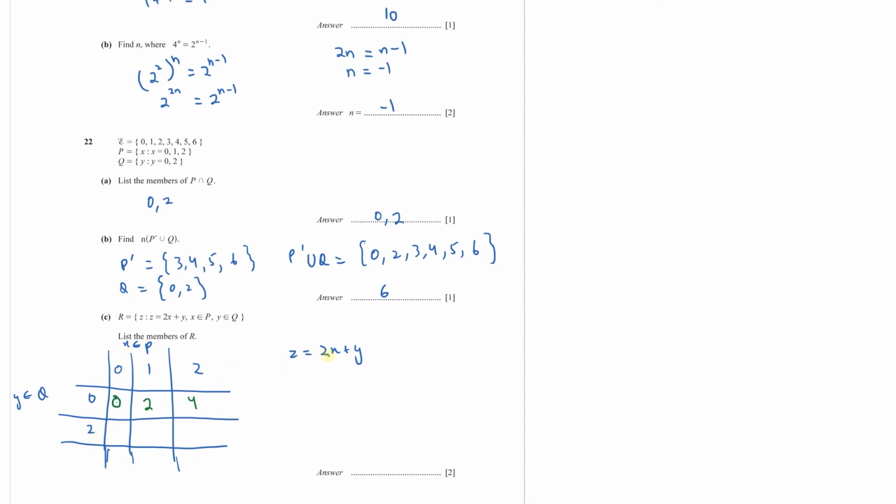What if x is 0 and y is 2? 2 times 0 is 0 plus 2 is 2. x is 1 and y is 2. 2 times 1 is 2, 2 plus 2, 4. And what if x is 2 and y is 2? 2 times 2 is 4, 4 plus 2, 6. So R is basically these elements. Make sure you do not repeat the elements. So you have 0, then 2, then 4, and then 6. So this is your answer here. 0, 2, 4, 6 are the elements in the set R.